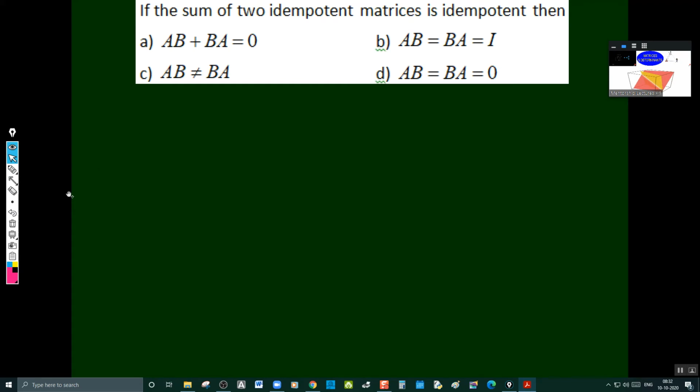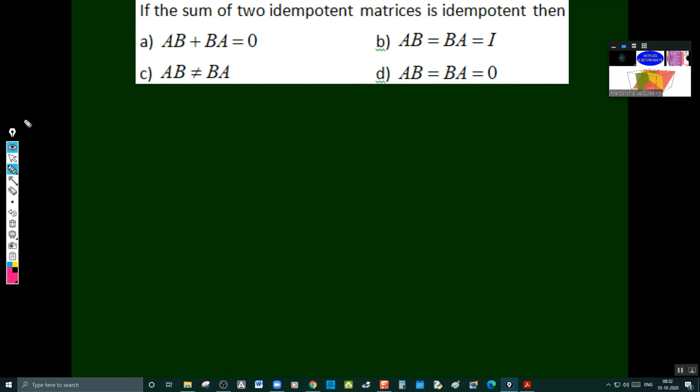If the sum of two idempotent matrices is idempotent, then AB plus BA is equal to 0; AB is equal to BA is equal to I; AB is not equal to BA; AB is equal to BA is equal to 0. What I'd like to revise in this case is that there are some uniform definitions for this type of matrices.